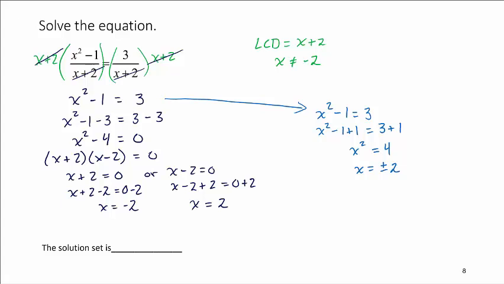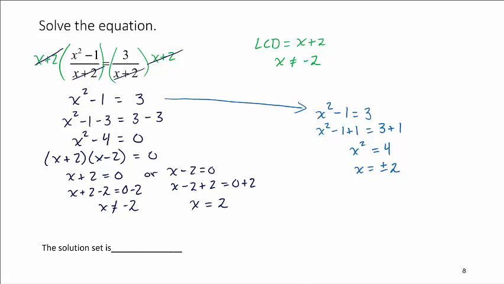Now, in the original domain restriction, we said that x can't be negative 2, right? So careful with that. We know that x can't be negative 2 just by the domain restriction. You could check it if you want. Mentally, if you put negative 2 into the original equation, you're going to have 0 in the denominator, right? Even though it's on both sides, it can't be a solution.